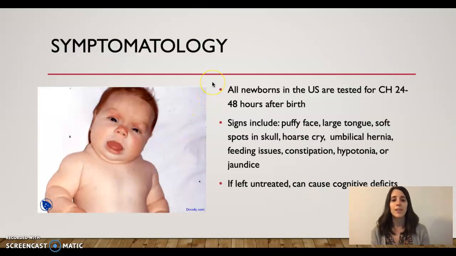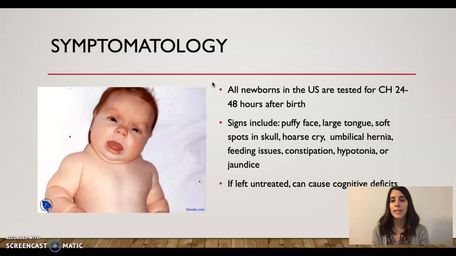So, symptomatology of congenital hypothyroidism. Actually, a lot of newborns that are born with CH don't show any signs at all, which is why newborn screening is really, really important to make an appropriate diagnosis. All newborns in the US are tested for CH, and they're tested 24 to 48 hours after birth.